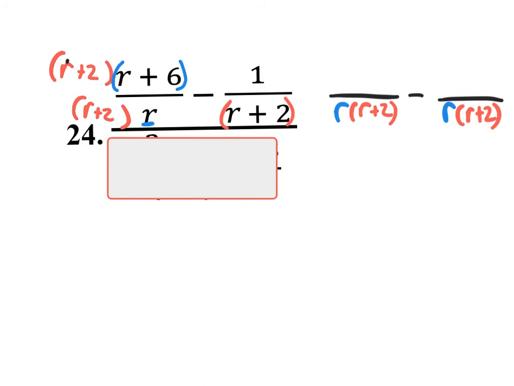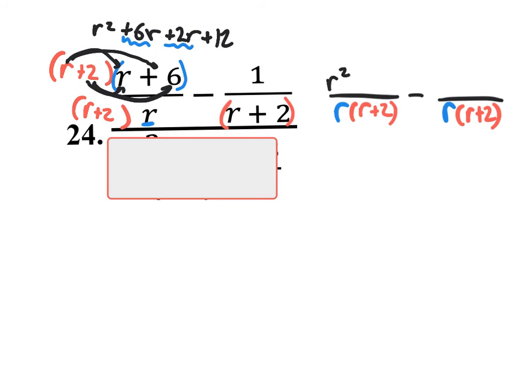So we have r times r, which is r squared. We have r times 6, which is 6r. And then we have 2 times r, which is another 2r. And we have 2 times 6, which is 12. And when we combine like terms, we combine these middle terms and we'll get 8r. So on the numerator of the first fraction up here, we have r squared plus 8r plus 12. Okay? Now let's look at the second fraction.